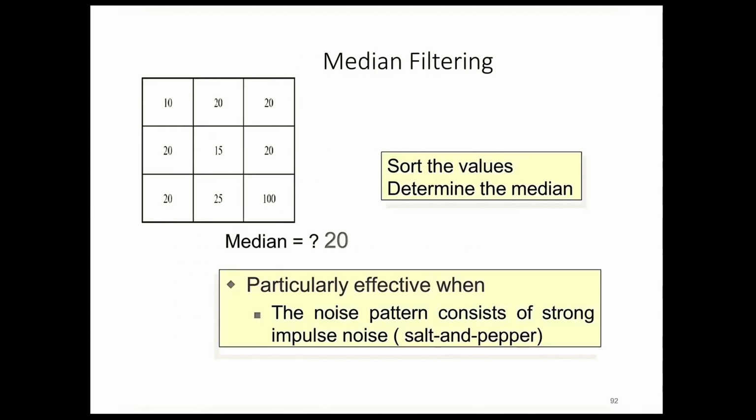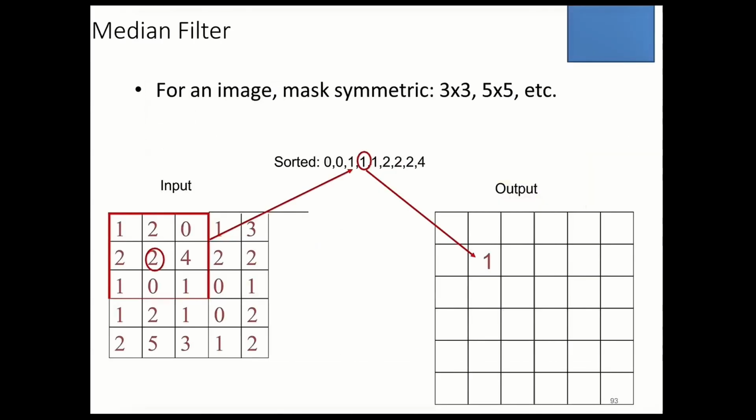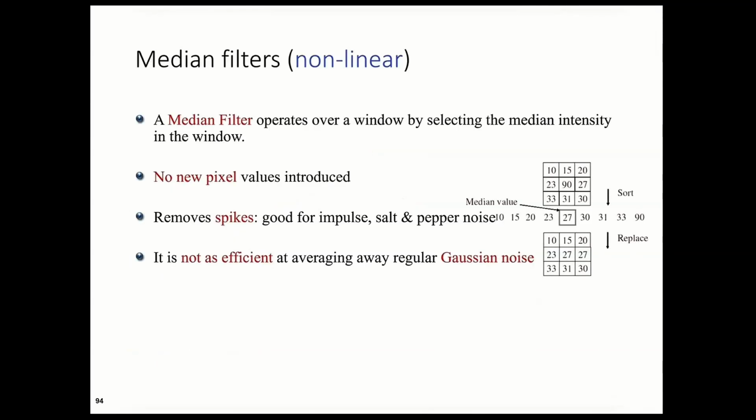Again, this is just an example of what the median value would be in there. First you have to sort, and then you have to find the middle one. Any questions up till now? And this is again an example. If you take this, sort it, and then find the middle one.